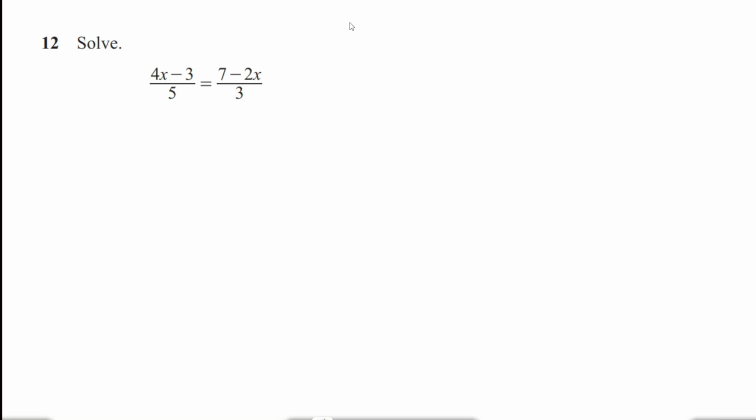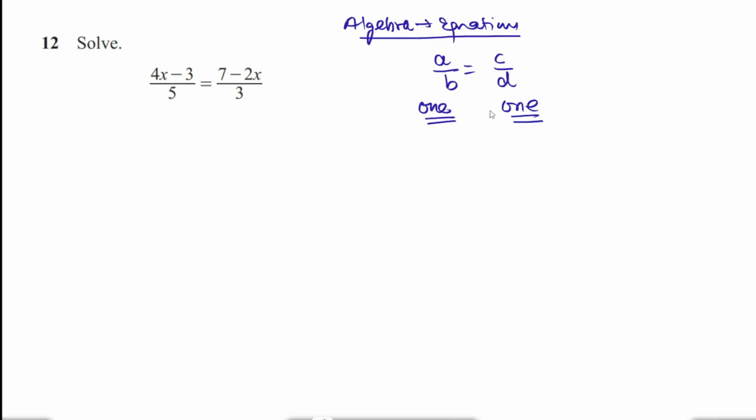Next problem, this question belongs to algebraic equations. So algebraic equations, what is the fundamental idea? Here in algebra, there are 2-3 ways to solve it. I'll give you the easiest way. If you have this kind of fractional equation, it means only one fraction on the left hand side and only one fraction on the right hand side.